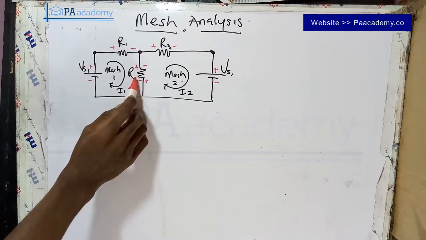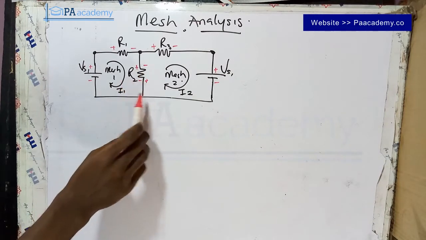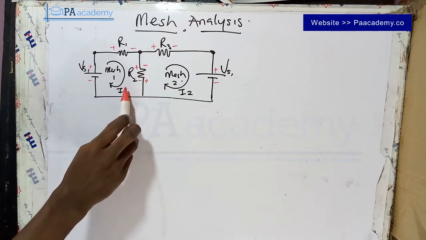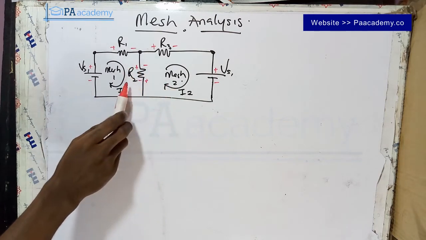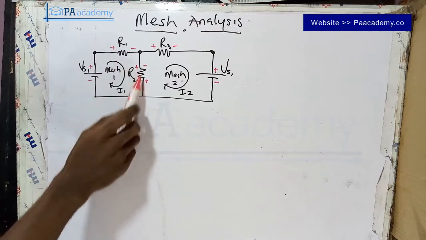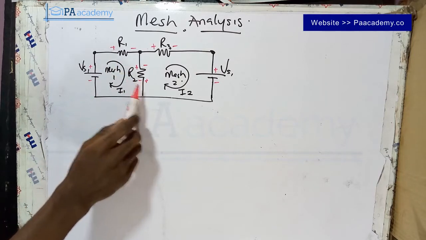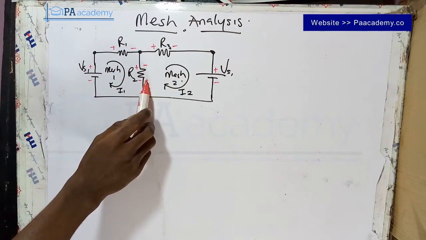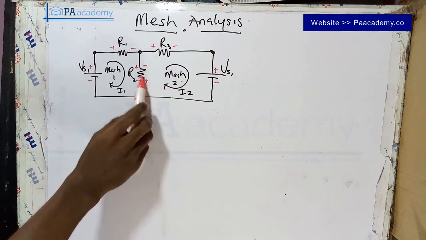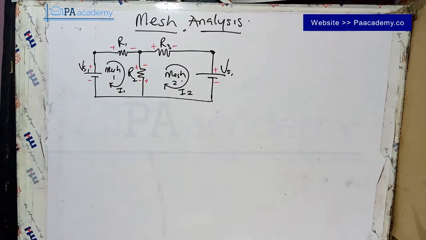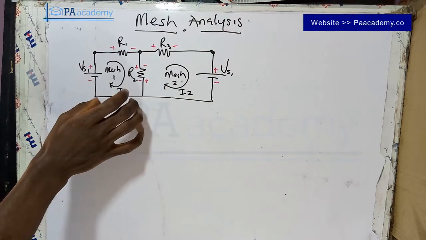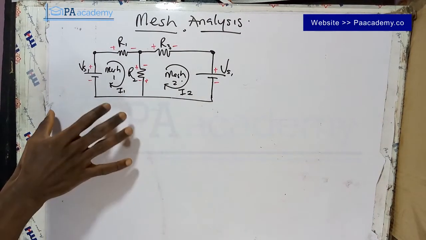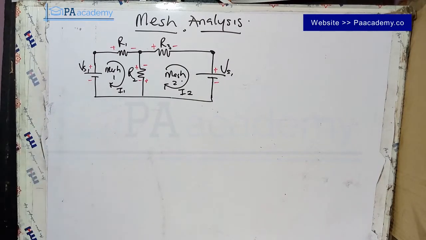Now if you look at the resistor R2, there are two currents that are passing through it. We have I1 and I2. So that means it's going to have two different polarities. You can see there's a polarity because of the I1 current that is passing through it. There's another polarity here because of the current I2 that is passing through this resistor. So now what we do is we simplify each mesh, mesh 1 and mesh 2, separately using the Kirchhoff Voltage Law.